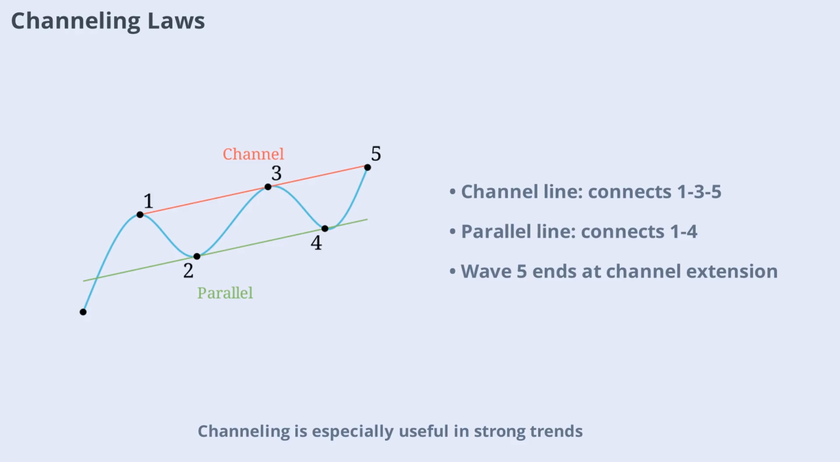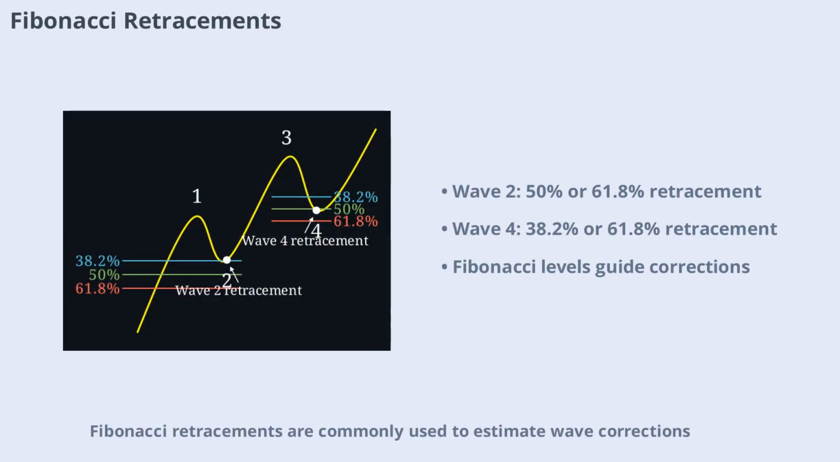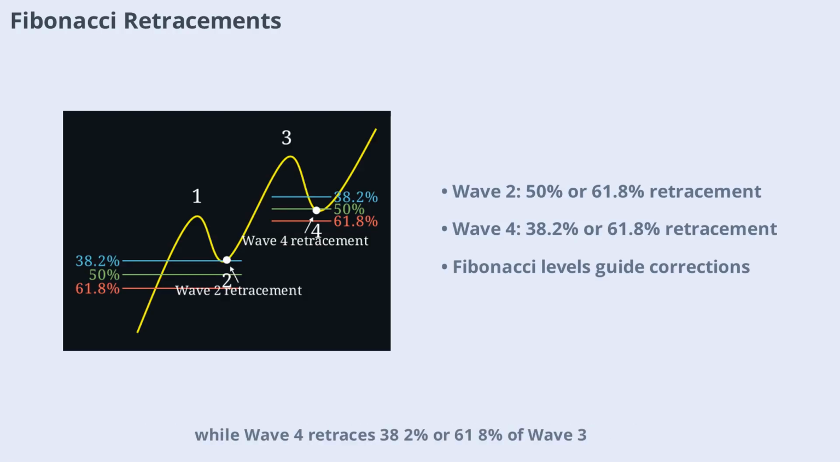Channeling is especially useful in strong trends, providing traders with clear reference points for wave termination. Fibonacci retracements are commonly used to estimate wave corrections. Typical retracements for wave 2 are 50% or 61.8% of wave 1, while wave 4 retraces 38.2% or 61.8% of wave 3. These ratios help traders set targets for corrections and identify potential reversal zones. Applying Fibonacci analysis to Elliott waves enhances accuracy and provides objective reference points.